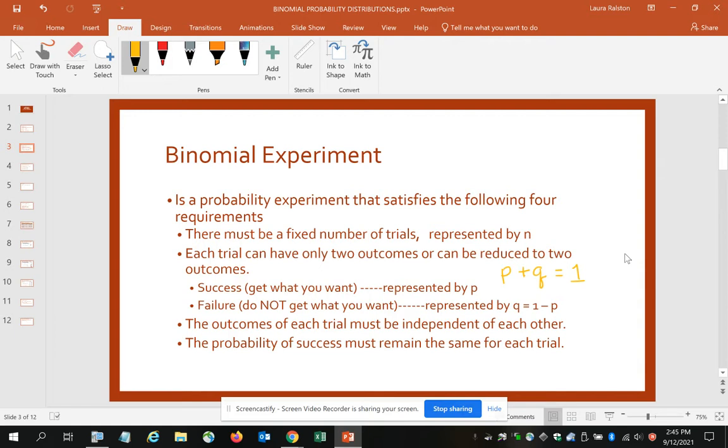standalone individual events. And finally, the probability of success, and remember, probability of success is represented by the lowercase p, must remain the same for each trial. It doesn't change from trial to trial, meaning you're flipping the same coin every time, or you're using the same deck of cards, and that kind of thing. So you're not changing the probability of success from trial to trial.